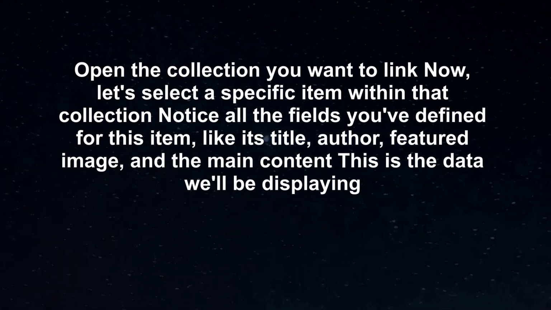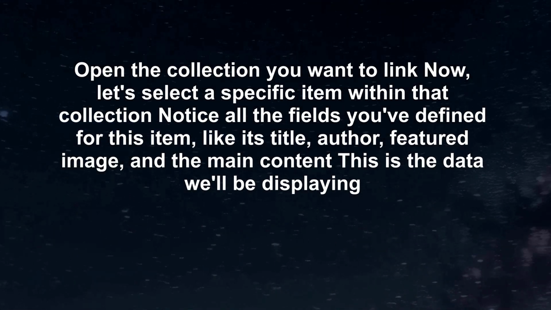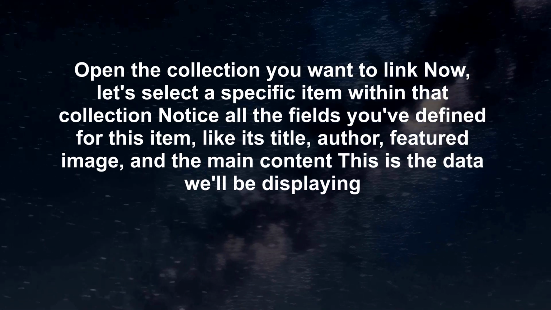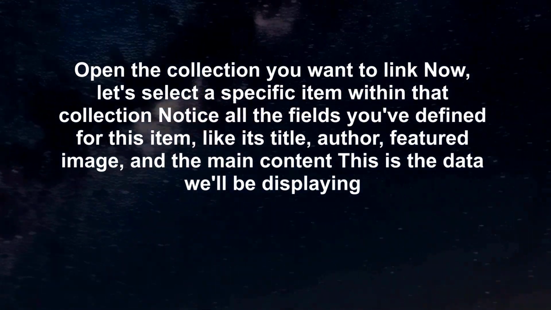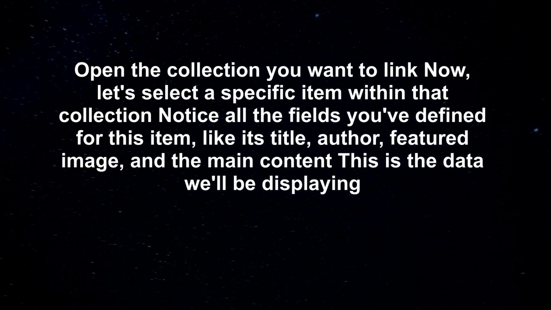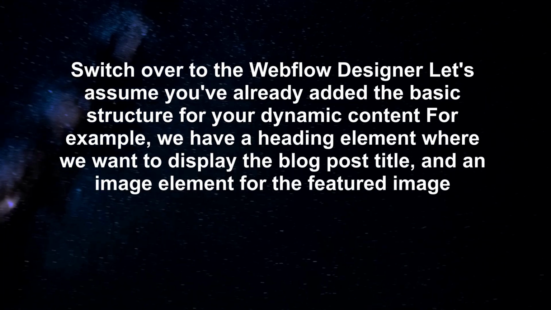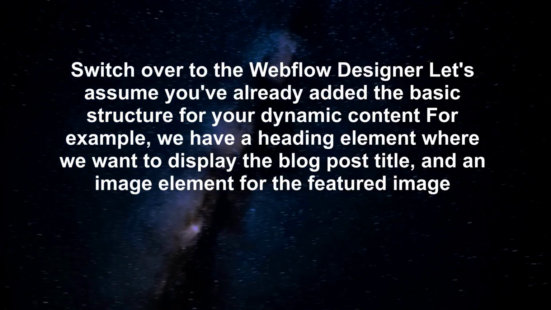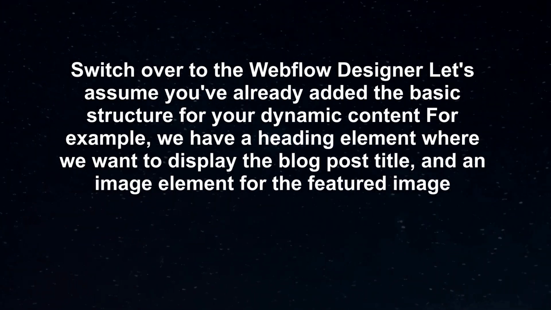Let's select a specific item within that collection. Notice all the fields you've defined for this item, like its title, author, featured image, and the main content. This is the data we'll be displaying. Switch over to the Webflow designer. Let's assume you've already added the basic structure for your dynamic content.